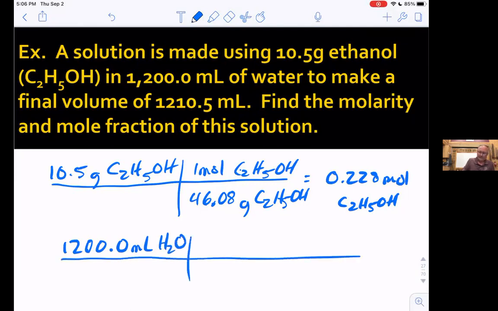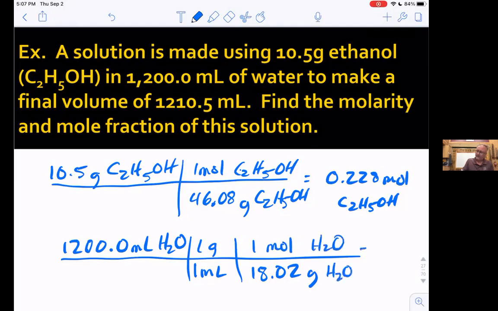So you would need the density for this one, I guess, since they didn't tell us grams, but that's okay. Density of water is 1, so 1 milliliter is 1 gram of water exactly. So the total mass of the water would be 1200.0 grams. If I want to change that to moles, I would divide by 18.02 grams in the denominator and 1 mole of H2O. I'm leaving my H2O off all these, my bad. And I can solve for the number of moles of water, which ends up being 66.59 moles of H2O.